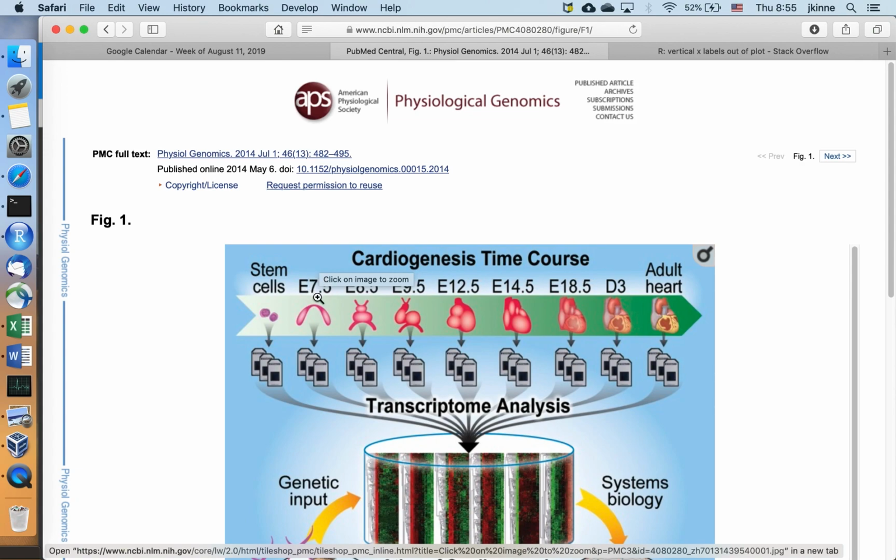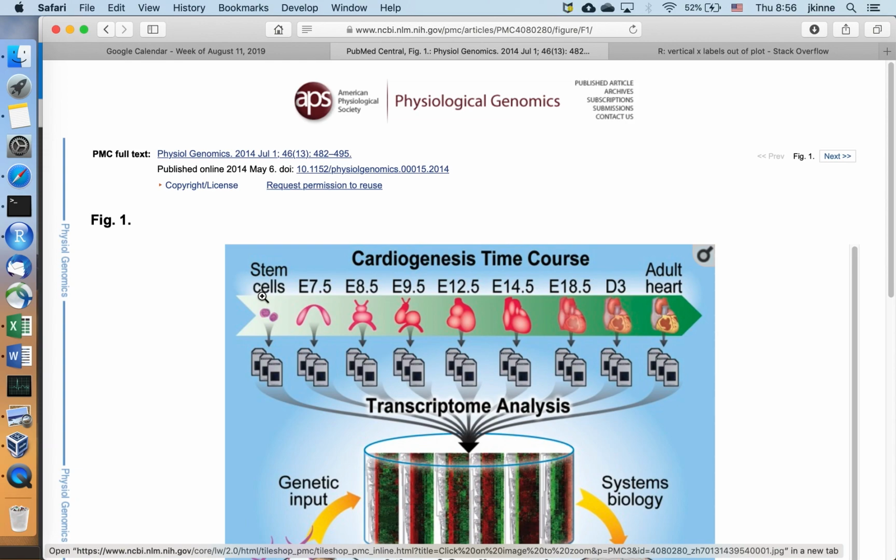At day 7, they're going to take some of the embryos and measure the gene expression of all the different genes. That's what this icon here is supposed to mean. So at day 7 they take the whole embryo. At day 8 they take the heart from some number of the mice and measure the gene expression. At day 9, also day 12, 14, 18, 3 days after birth and adult. And they also took some mouse stem cells and measured the gene expression of those.